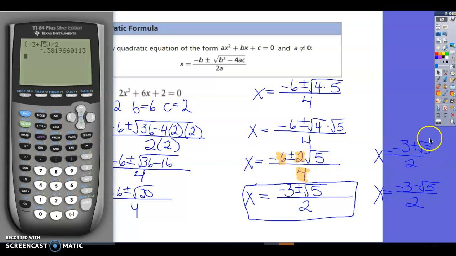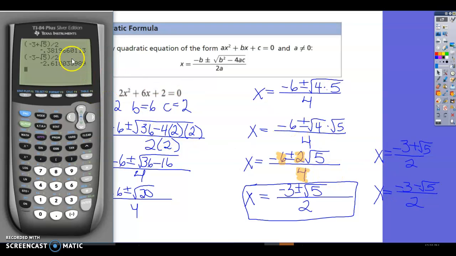So if I want to know the decimal approximation of this number, it would be this number here. And I could do the same thing on the other one, so I could do negative 3 minus square root of 5, close my parentheses, and divide that by 2, and that would give my other approximate answer. So this is the exact answer because it's not been rounded. This would be the approximate answer, but these two answers are equivalent to this.